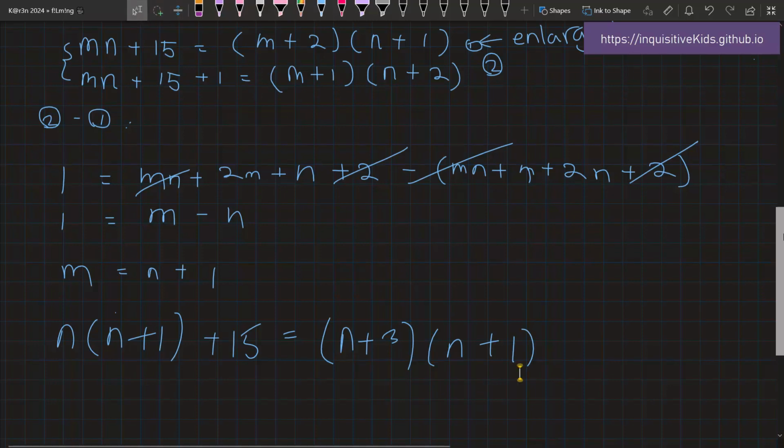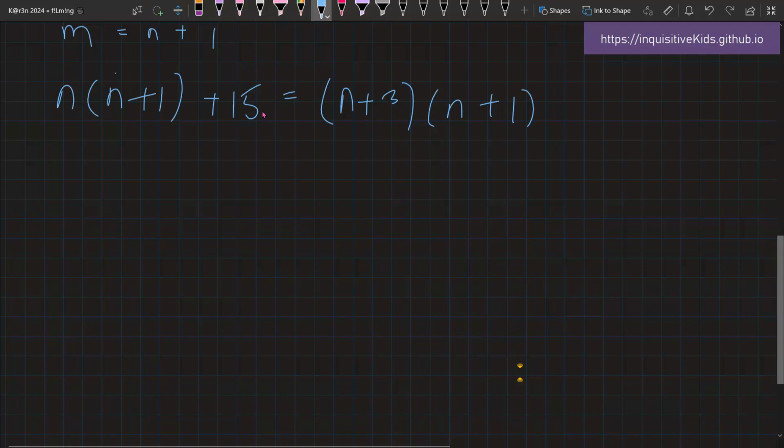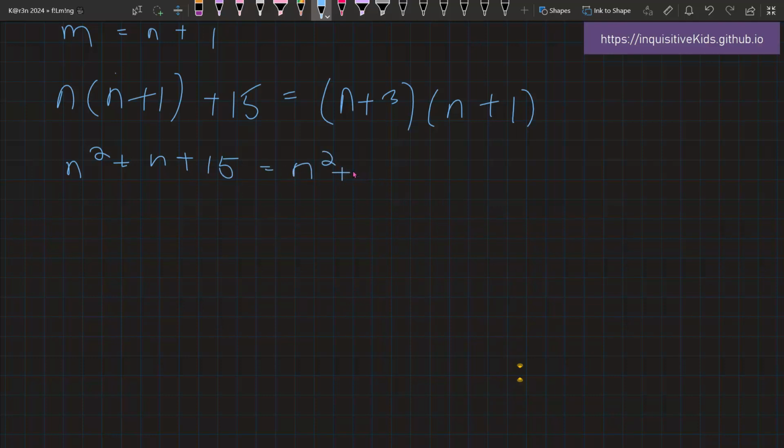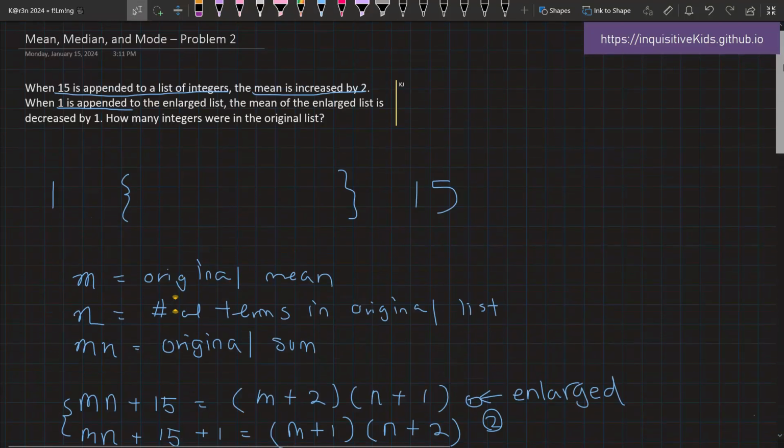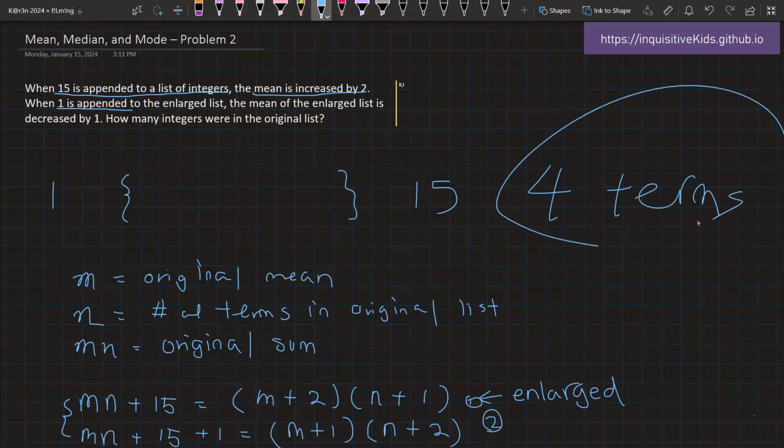Now we can continue multiplying these parentheses together and combining like terms. So on the left side we have n squared plus n plus 15 is equal to n squared plus n plus 3n plus 3. Now we combine like terms. So n squared on both sides cancels out, n cancels out on both sides, and we are left with 3n is equal to 15 minus 3, which is 12. So then n is equal to 4. And remember, 4 is equal to the total number of terms in the original list, which is also what the question is asking for. So there were 4 terms in the original list, and this is our final answer.